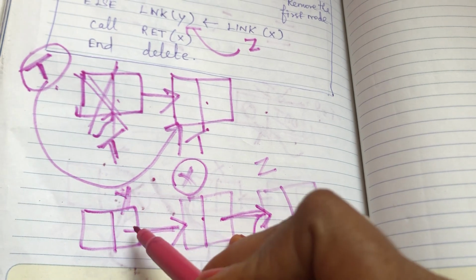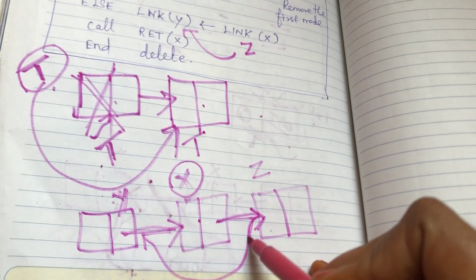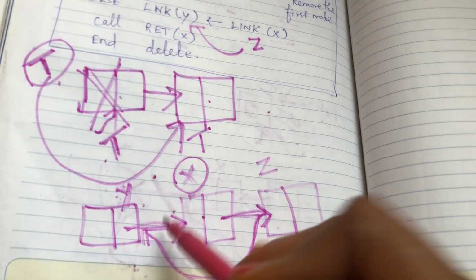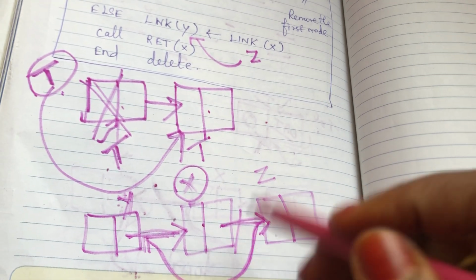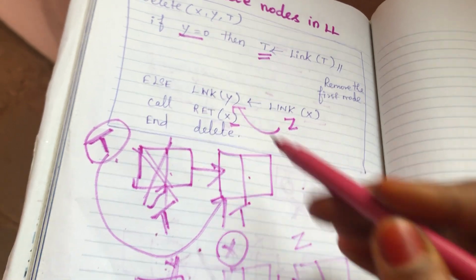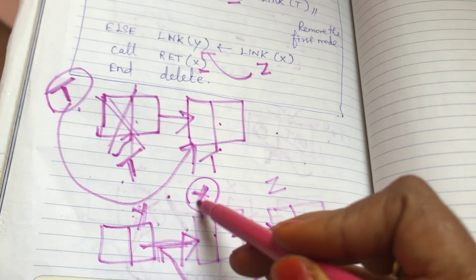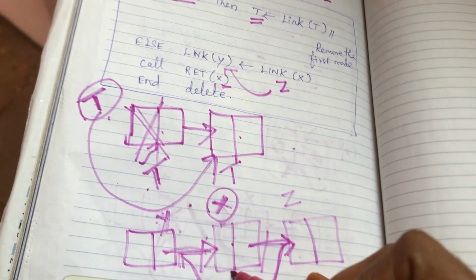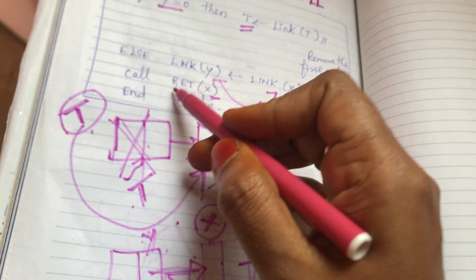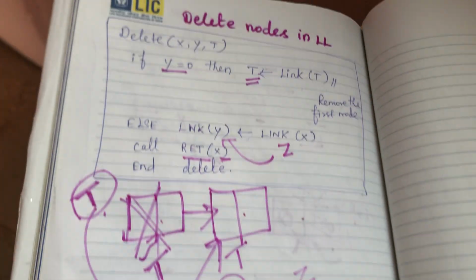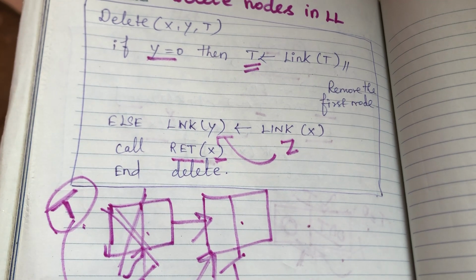This is y, this is the link, given to link of y. Here this link is cut. Then return of x. This node is now free. This one is returned, called return of x. This is the delete procedure.